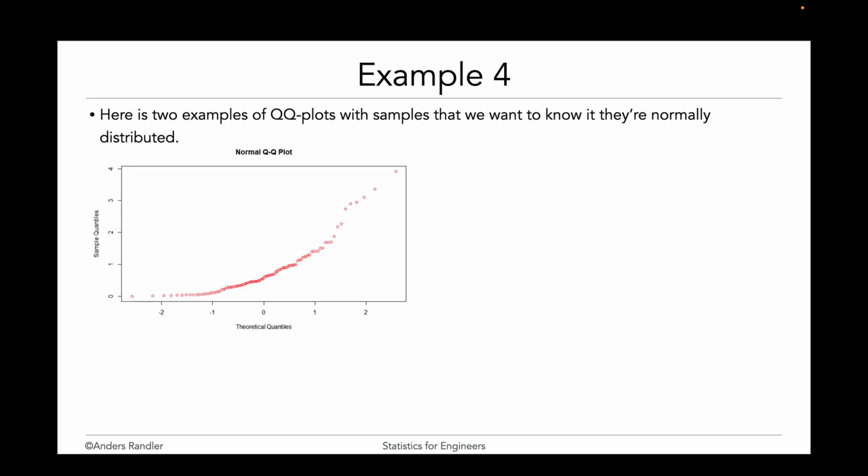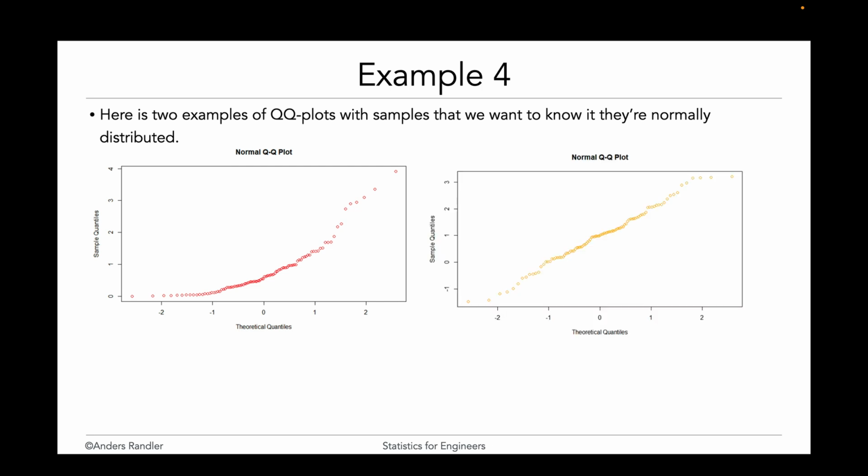Here's two QQ plots with samples that we want to know if they are normally distributed. So these are the two ones. We have the sample quantiles on the vertical axis, and the theoretical quantiles belonging to the normal distribution on the horizontal axis. The intuition tells me that if you have sample quantiles on one axis and theoretical quantiles on the other, they should line up along a straight line in some way. And if they don't, as in this case, I'd say normal distribution isn't a good idea. But in this case, it's definitely a good idea.